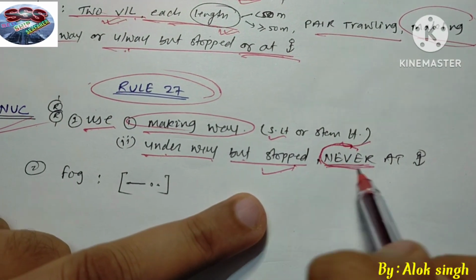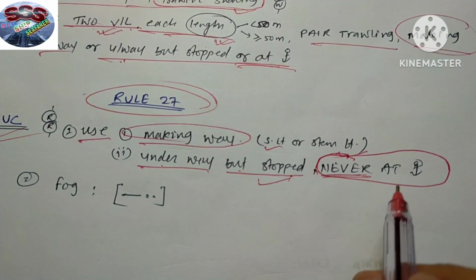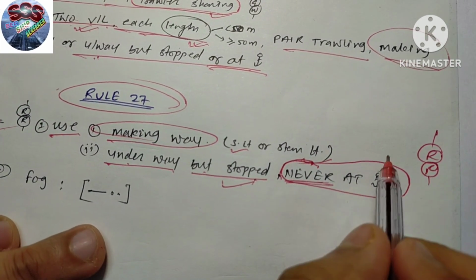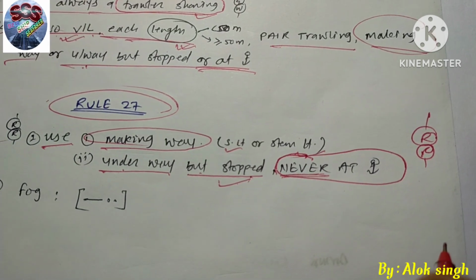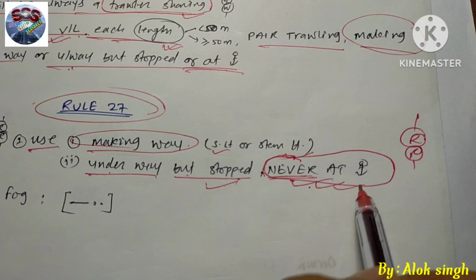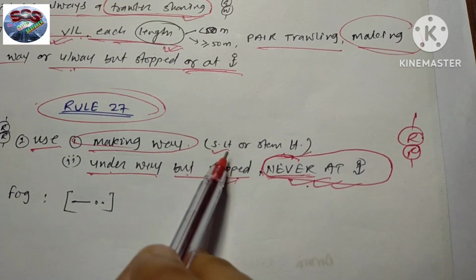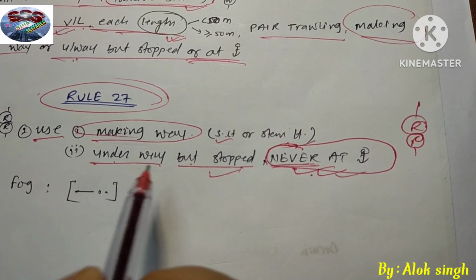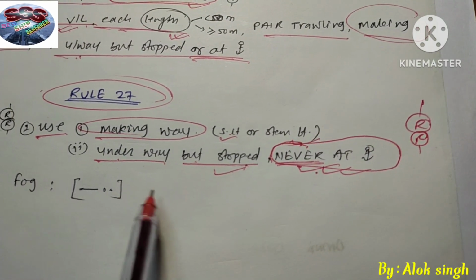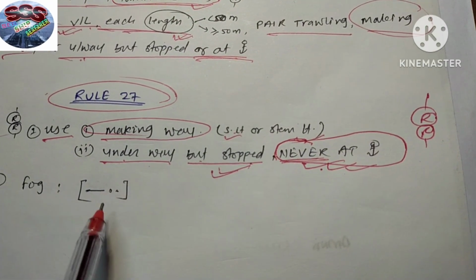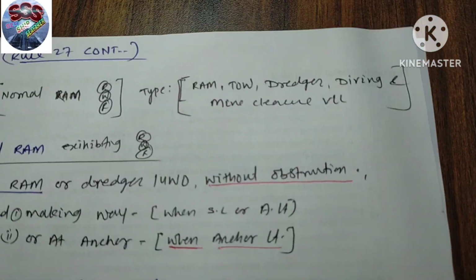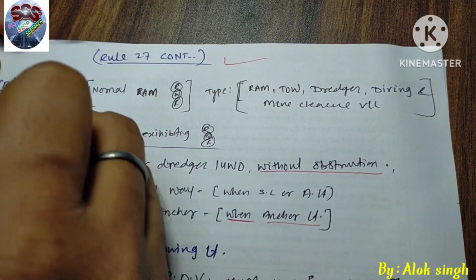For this NUC vessel, never at anchor, never at anchor, because this vessel is showing two red lights in a vertical line. If you say it is at anchor, then it will be confused with a vessel aground. So in case of not under command, you must never say at anchor. Whenever you are not able to see the side light or stern light, it means the vessel is just stopped. When only two red lights are visible, the condition will be only underway but stopped. And the fog signal is as usual for other vessels, one prolonged and two short blasts. So rule number 27 will continue.